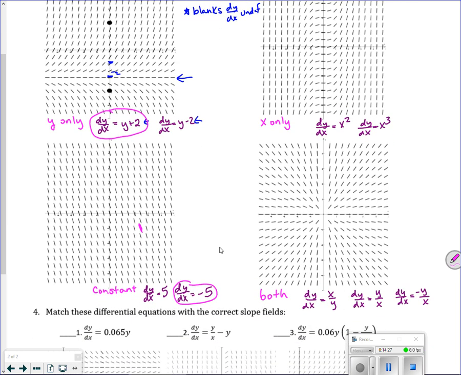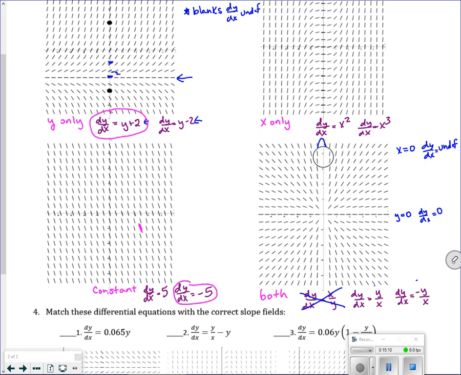I'm going to go down to this guy. With this one, I look at my zeros and my undefineds. Notice when y equals 0, I get a dy/dx of 0. However, do you see how I don't have any lines along where x equals 0, where dy/dx is undefined? Well, if that's true, then I can eliminate that answer choice. So I'm down to both of these. On both of those, if y was 0, I'd get 0 for dy/dx, and if x is 0, I would get undefined.